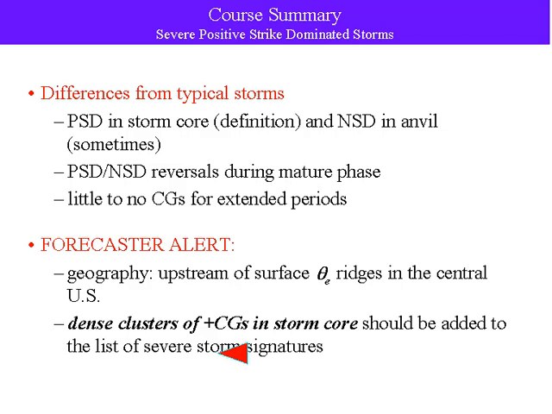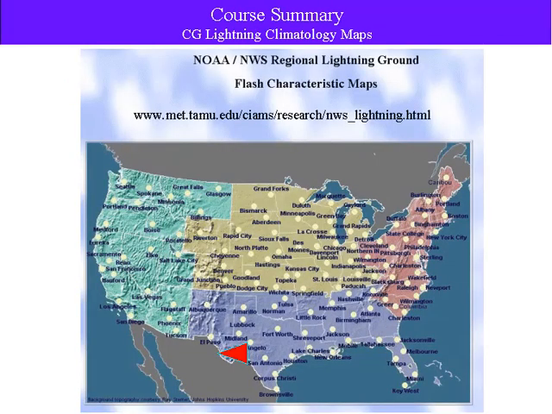and this should be added to the list of severe storm signatures. Now, before we conclude, I want to show you a website which is available to all addresses from NOAA.gov, so all forecast offices should be able to access this. This is the web address here, and these are lightning climatology maps which were produced by the folks at Texas A&M, including Dick Orville. If you go to this website, you'll see the map here, and you can choose your forecast area just by clicking on the particular city wherever you are.